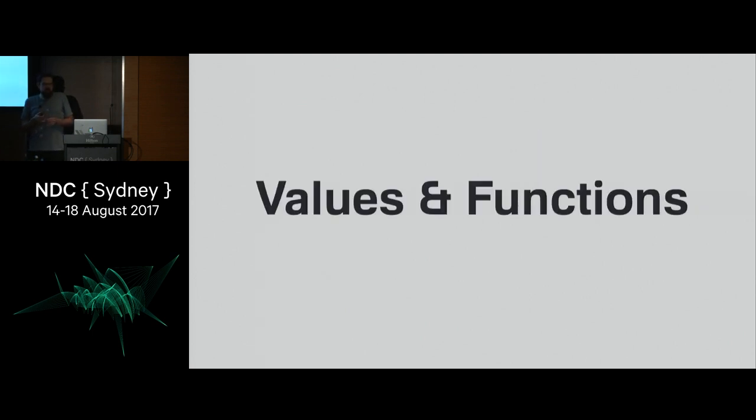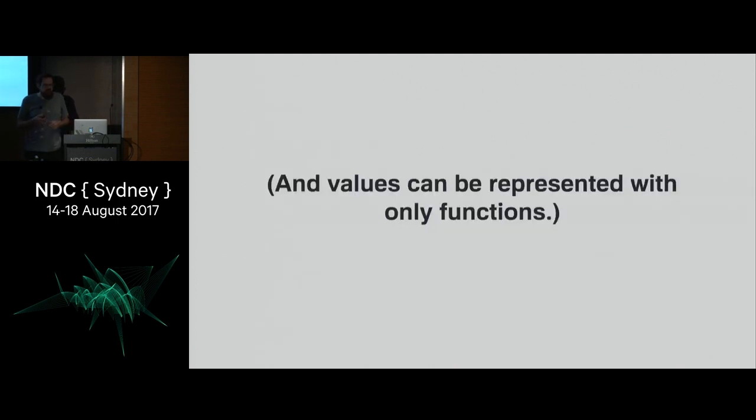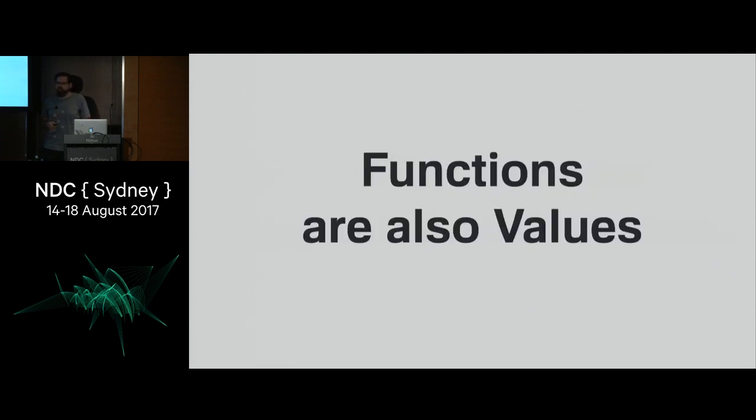So expressions are made up of values and functions, and I kind of fibbed a little bit because I said values are strings and whatever, but functions are also values in a number of languages, including JavaScript. Also, if you're interested in going down a particularly large rabbit hole, values can be represented with only functions. This is also known as lambda calculus. Not doing it this talk. Moving on.